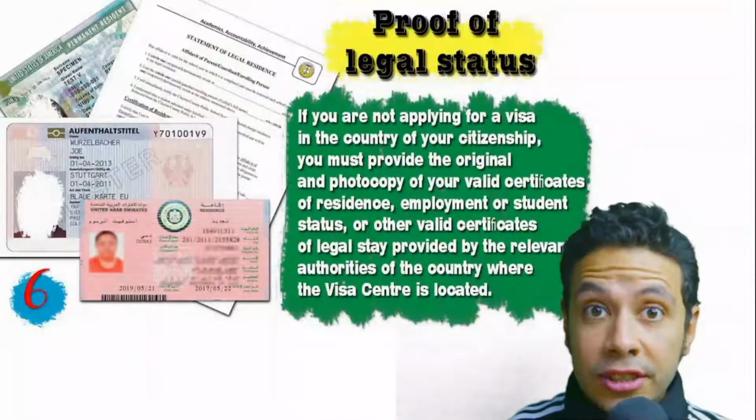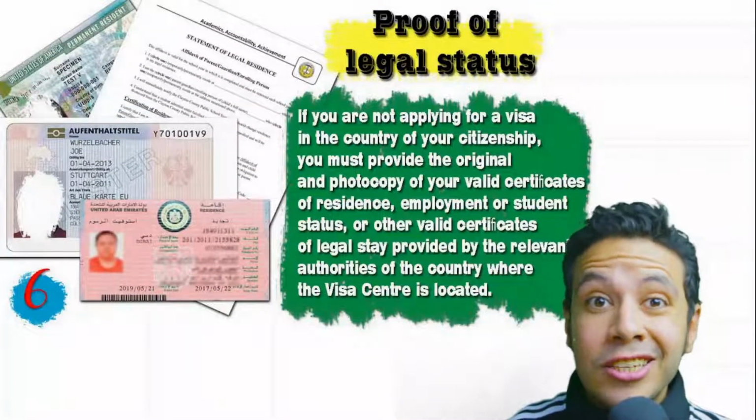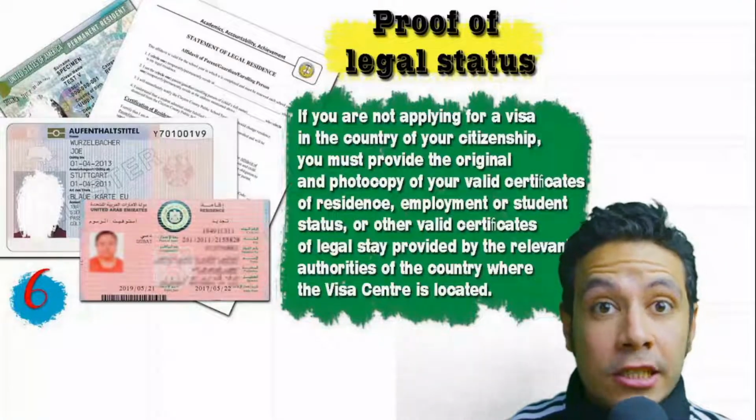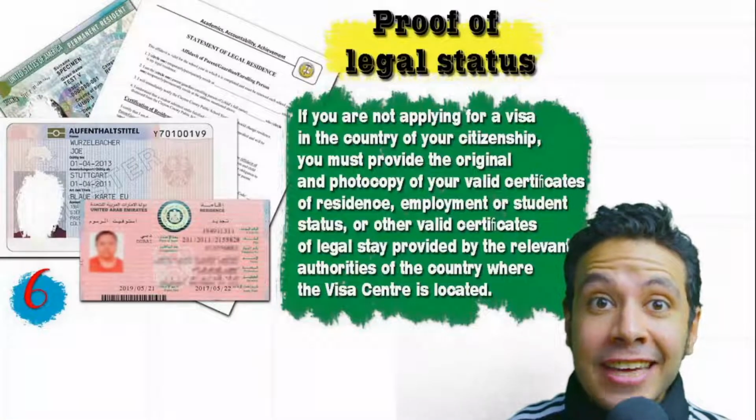In some cases, you might be applying from a country different from your own country. At that moment, you will need to provide proof of legal status, which is a certificate of legal residence in this country. In some cases, a valid residence visa for this country can also be accepted.